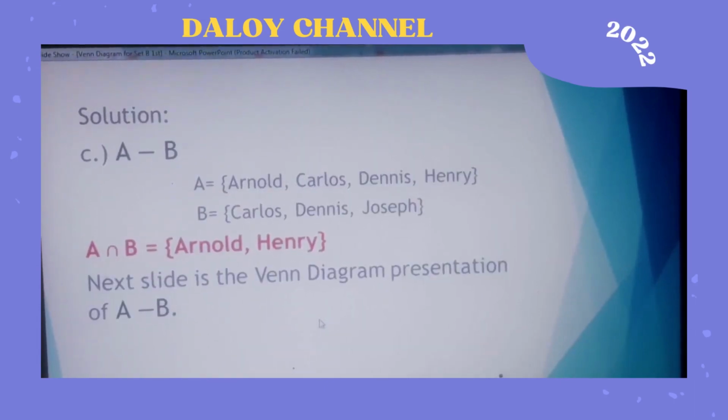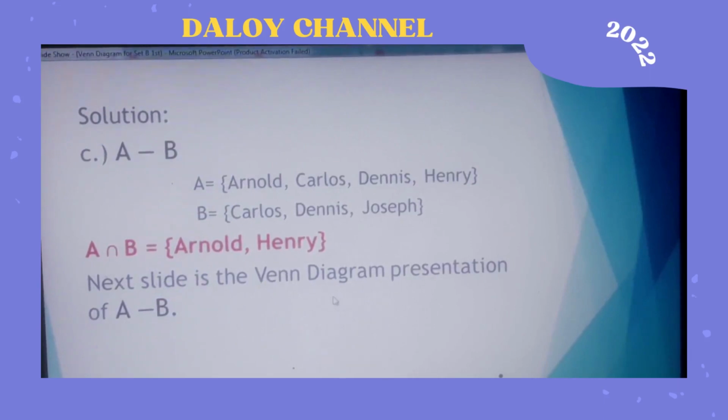For letter C, you're required to find the difference between A and B. In finding the difference, you should always consider, as in the operation of subtraction, that the first mentioned term should be the minuend and the second mentioned term will be the subtrahend. So in that order, that restriction should be observed accordingly. We would consider that as well in determining the difference between the two sets.